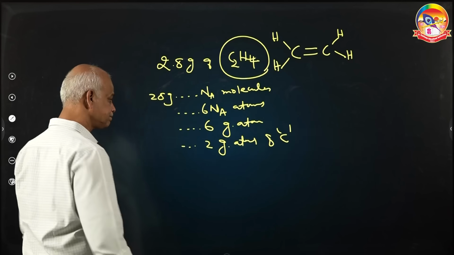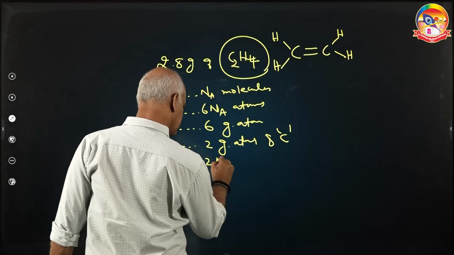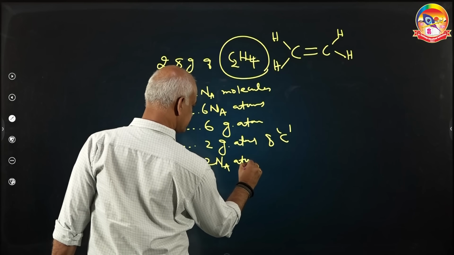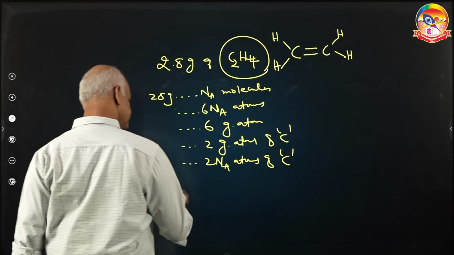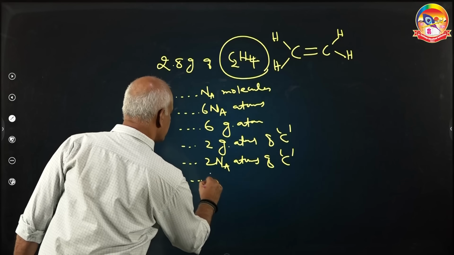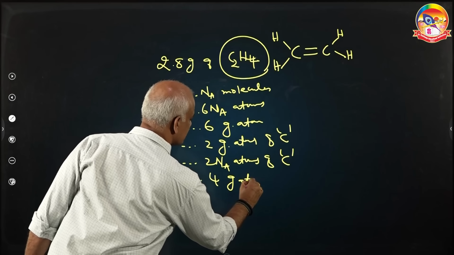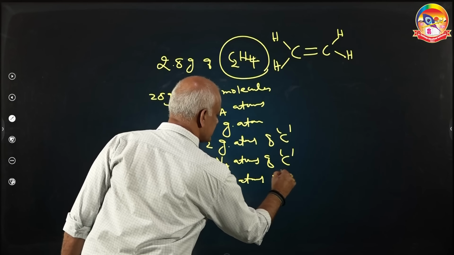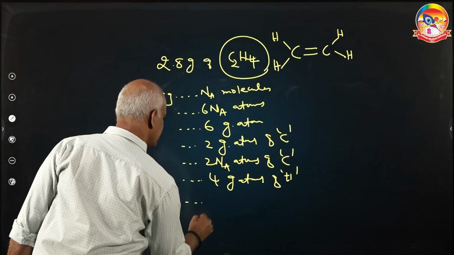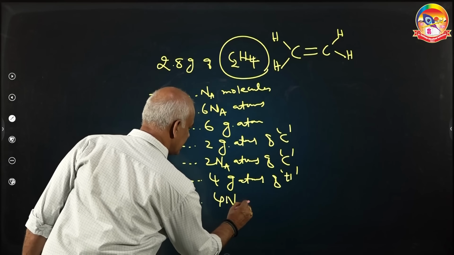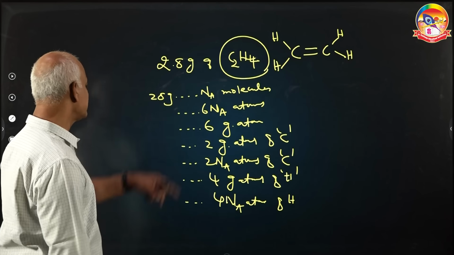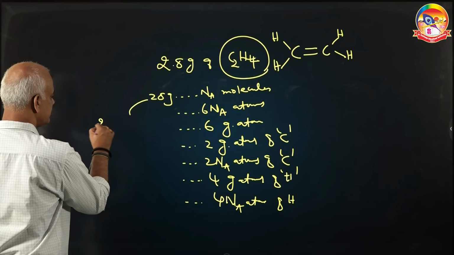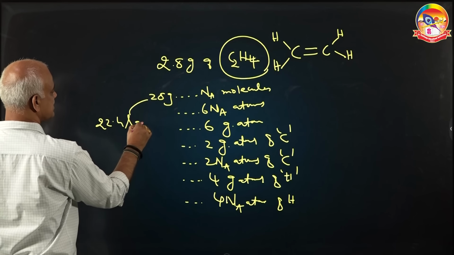Is that okay? 2 Na atoms of carbon. Is that okay? 4 gram atoms of hydrogen. Is that okay? 4 Na atoms of hydrogen. Is that fine? These are all in 28. And also will be 22.4 liters at STP.